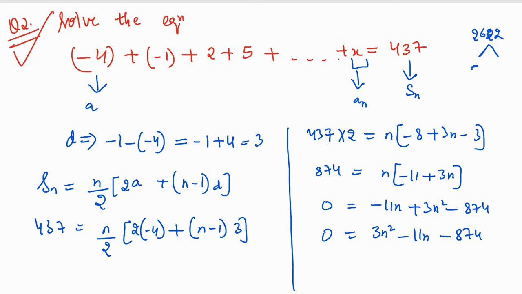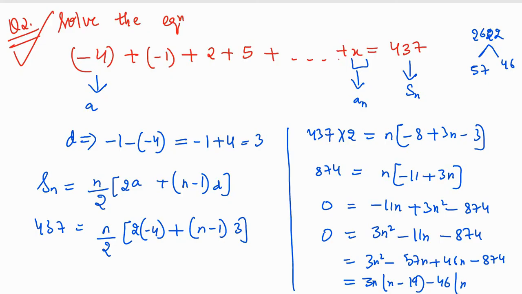तो इसके दो factors क्या बनेंगे? 57 is there and 46 is there. So you would have 3n square minus 57n plus 46n minus 874. Now take common from the first two. 3n common आ जाएगा. n minus 19 is there. Last two में से आपने क्या करना है? -46 common लेना है. So -46 would be taken common and you would have n minus 19 would be there.